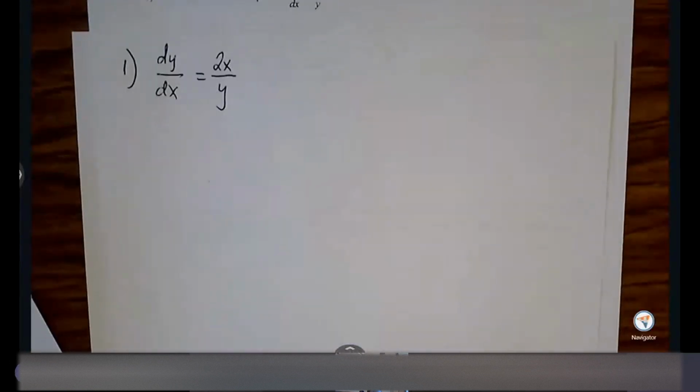So first thing I'm going to do is I'm just going to cross multiply. If I see any fraction, I'm just going to cross multiply. So I'll say y dy is equal to 2x dx.